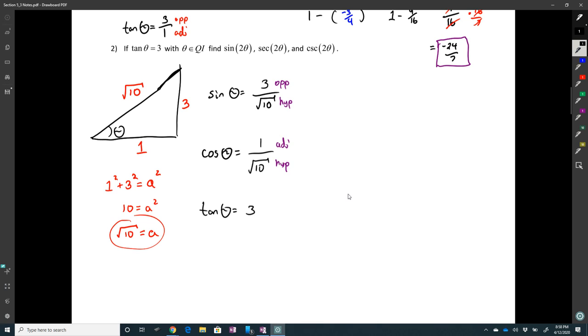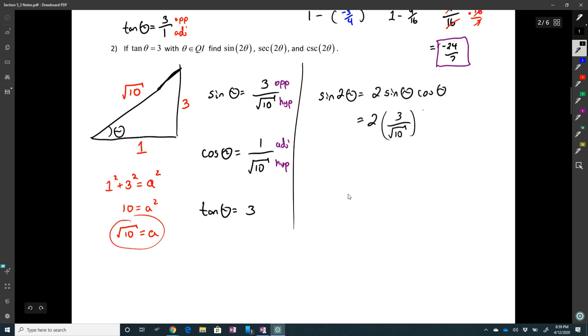All right, so the first one they want to find is sine of 2 theta. So sine of 2 theta is equal to 2 sine theta cosine theta. So sine theta is 3 over square root of 10. Cosine theta is 1 over square root of 10. And we can do the math. And we end up getting, remember, top times top times top. This is 2 over 1. Bottom times bottom times bottom. 6 over 10. And 6 over 10 simplifies to just 3/5.